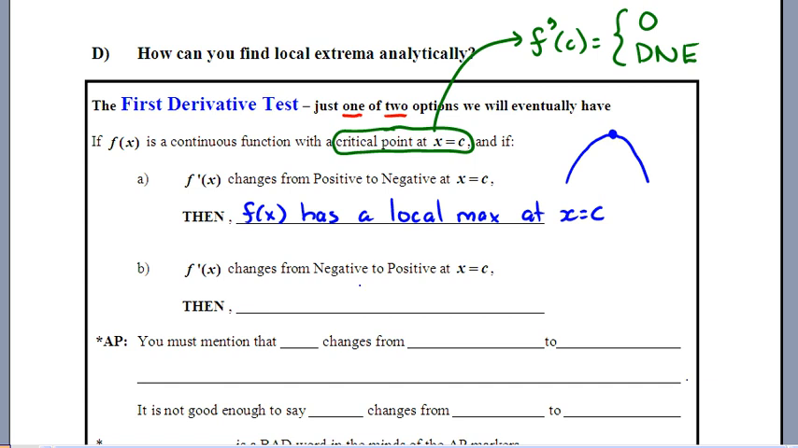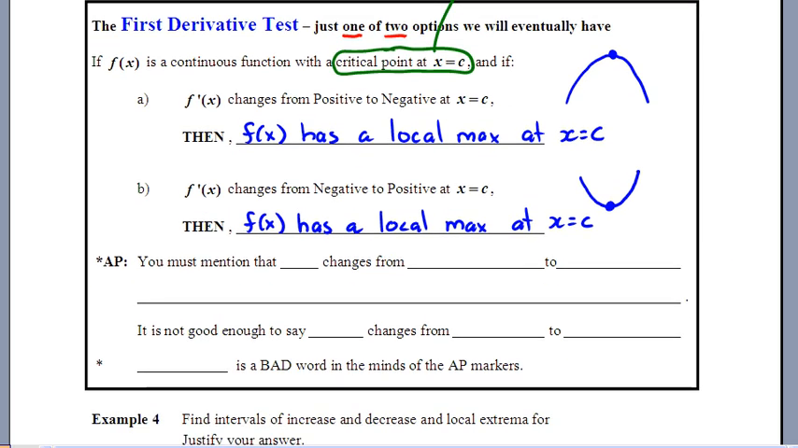The reverse, if your derivative changes from negative derivative, a graph that's going to be pointing down, to a positive derivative, and it does it at that critical point, then at that spot, f of x has a local minimum, or you could say a relative minimum. I just don't have enough room to write that in. At x is equal to c.